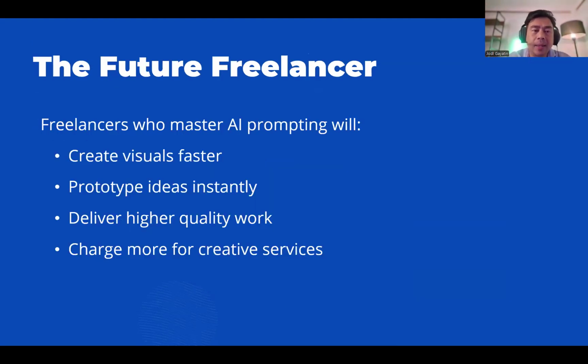So the future freelancer is someone who can master AI prompting, will be someone who can create visuals faster, prototype ideas instantly. Because if you are good in prompt, then the first generation of the image would more or less be aligned already to what you want. A good AI prompter will deliver higher quality work, and in so doing, they can charge more for their creative services. So I'm doing this series of videos to give tips on how to improve in terms of image prompting. And from time to time, we'll be using Lean Six Sigma tools that will help you become an AI prompter as a freelancer.